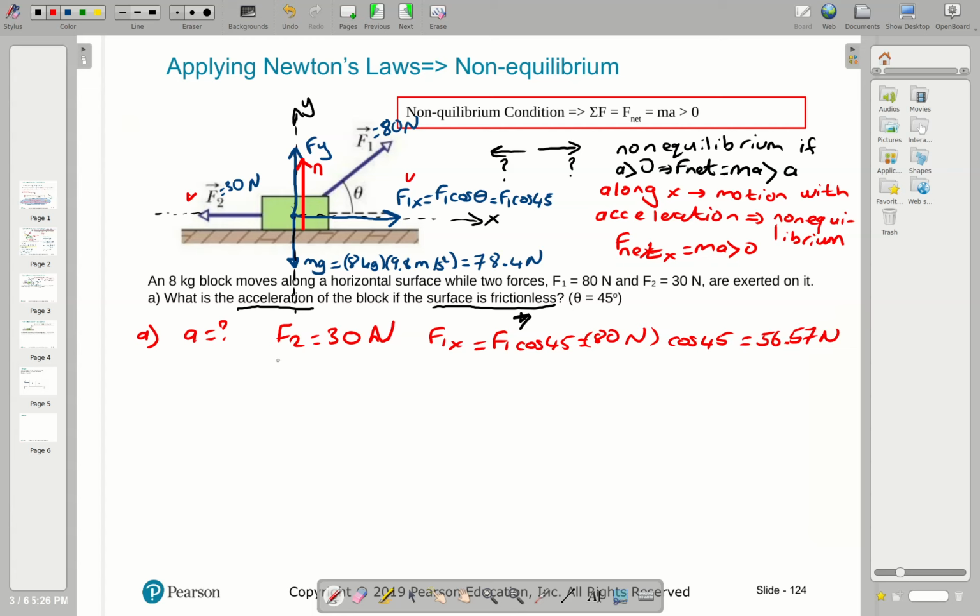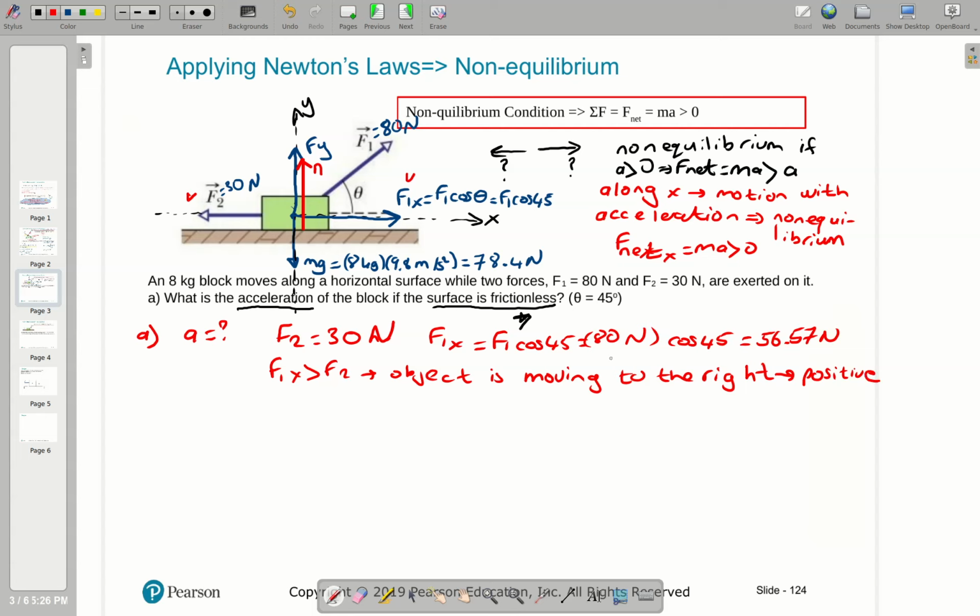So F1x is bigger than F2. That means the object is moving to the right. And I'm going to take right to be positive. Again, if it was moving to the left, I would take left as positive, not right. But it's moving to the right. So positive is to the right.